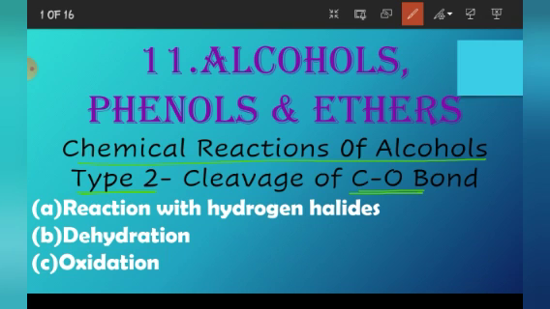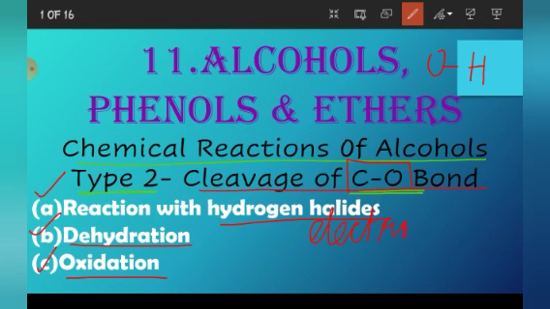In the last video, I discussed with you the cleavage of O-H bond. In this, I will discuss the cleavage of C-O bond. And in this, there are three categories that we are going to discuss. A is reactions with hydrogen halides, B is dehydration, and C is oxidation. Now here one thing you need to remember: in this cleavage of C-O bond, the alcohols act as electrophiles.